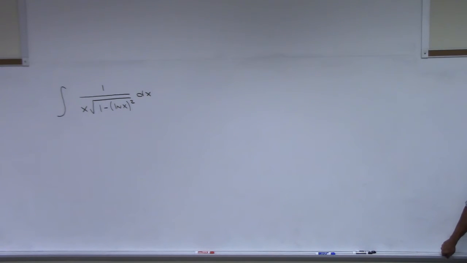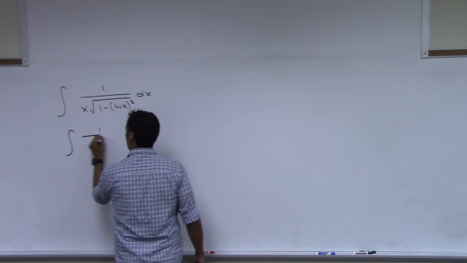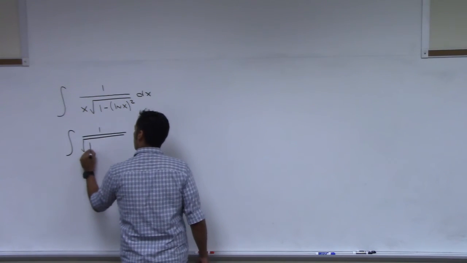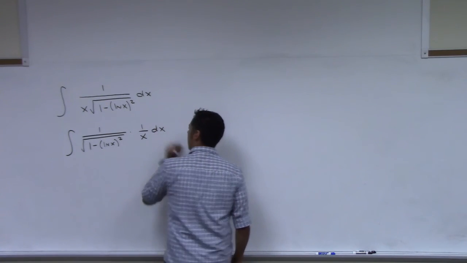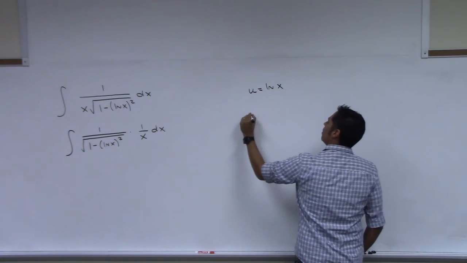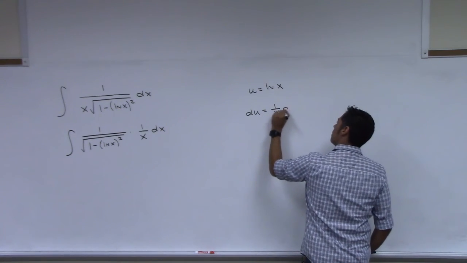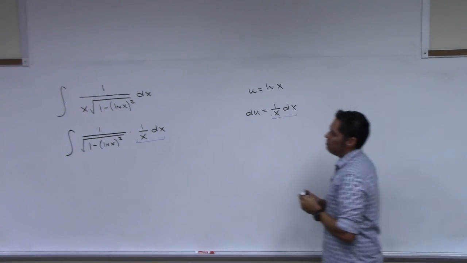Does anybody see something in its derivative anywhere? The natural log of x is the u, is that what you're saying? And its derivative is what? 1 over x? Oh, I see the 1 over x. You see the 1 over x? Okay, so let's try that. Let me rewrite this as 1 over square root of 1 minus the natural log of x squared, then times 1 over x dx. You're telling me to make a substitution. U is natural log x. The derivative of that is 1 over x dx. I have that exactly right here, right? That's it exactly. And so I can rewrite the problem.